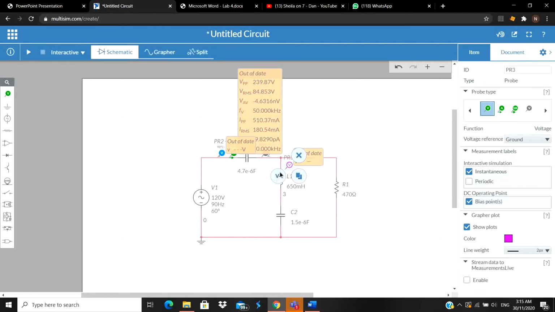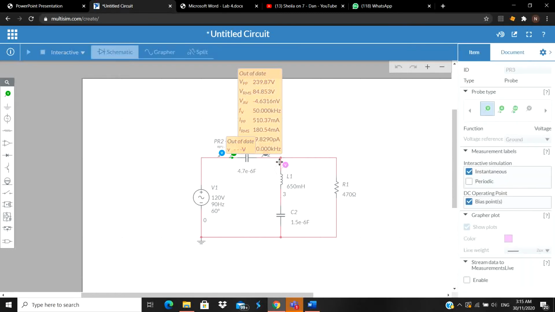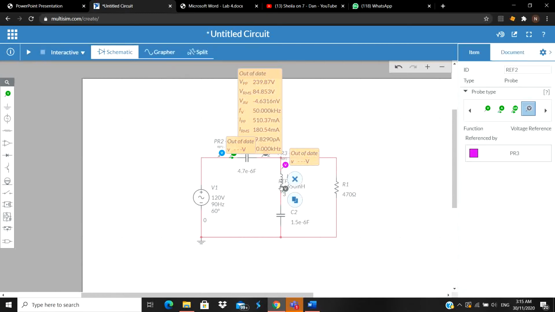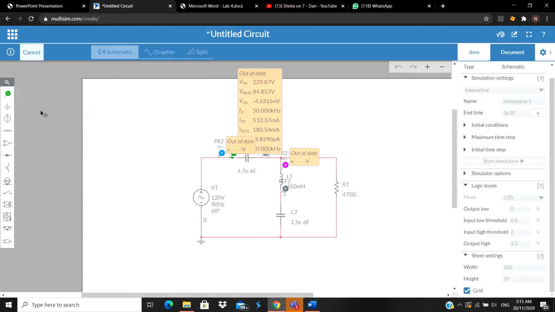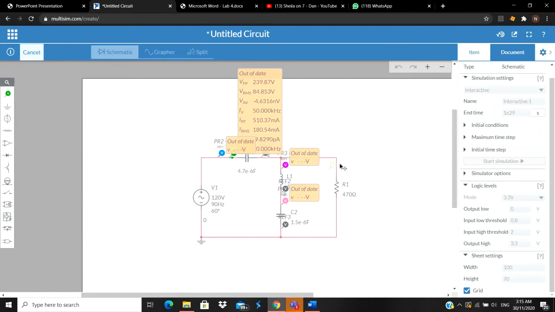Inductance, second capacitor C2, last one resistance, the resistor.